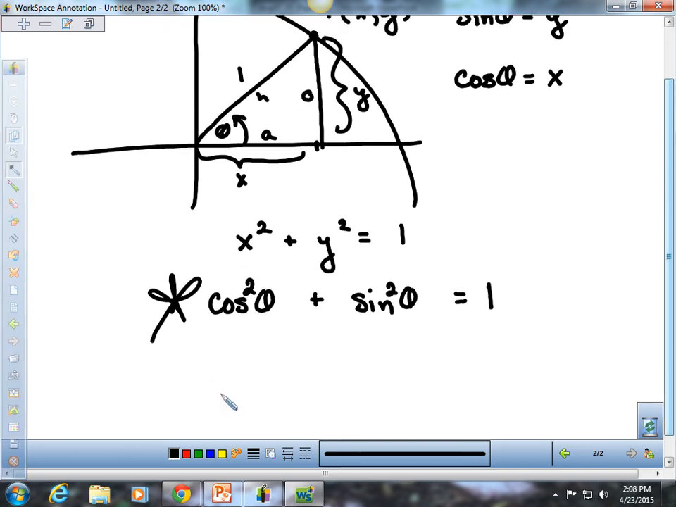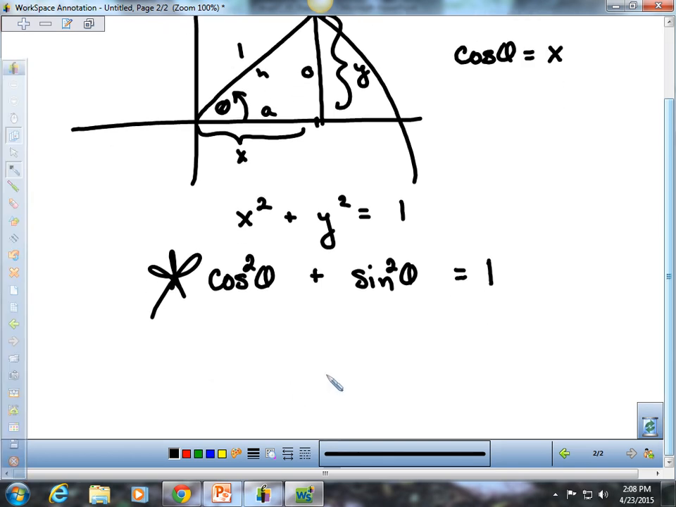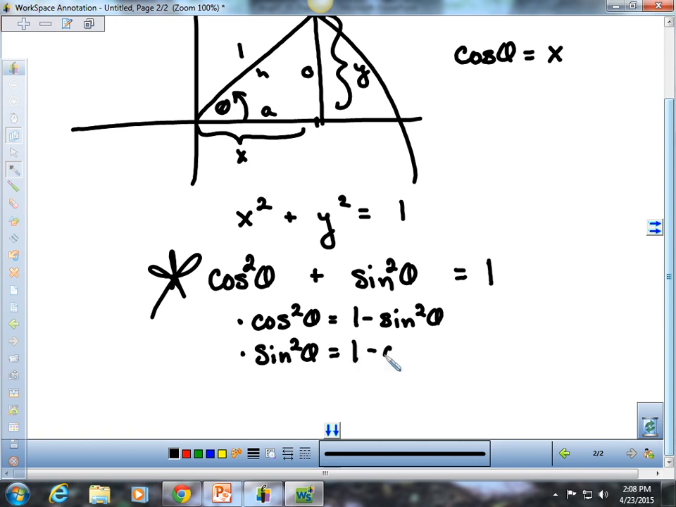Okay? So this one has 2 alternate variations, and these 2 alternate variations are just found by solving for different things. Right now we're solved for 1. 1 is equal to cosine squared plus sine squared. Well, suppose I wanted to solve this, though, for cosine squared. What is cosine squared theta going to be equal to? 1 minus sine squared theta. Well, what is sine squared theta equal to? 1 minus cosine squared theta, right?